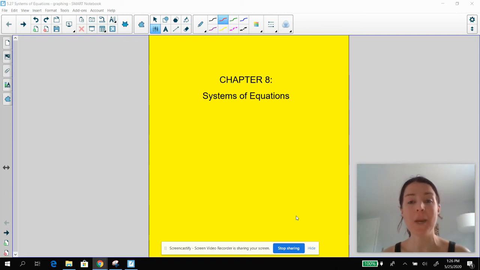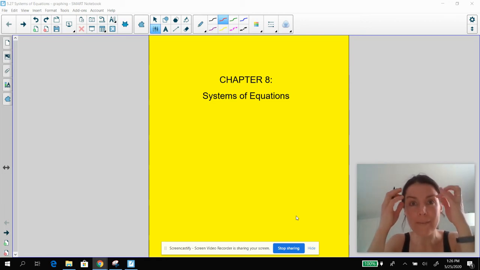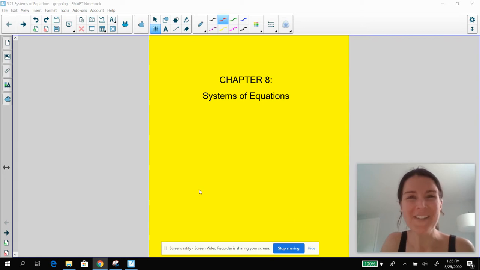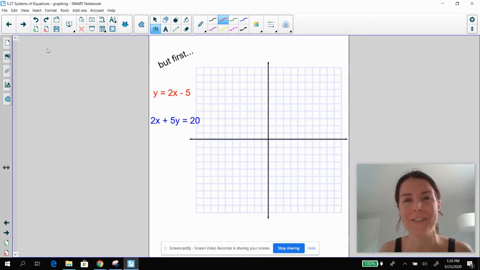This is chapter 8, which is all about systems of equations. And you're probably like, we've been working so much on equations all year. But this is even more fun because we're going to be graphing equations, which we haven't done really since chapter 6. So get ready to get your mind flowing. Let's do a quick little recap of graphing just to make sure we're all on the same page.